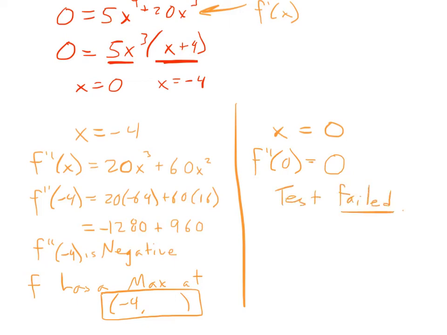And what does it mean the test failed? It means that we need to fall back on the first derivative test. So how do we do the first derivative test? For the first derivative test, we're supposed to set up intervals, right?